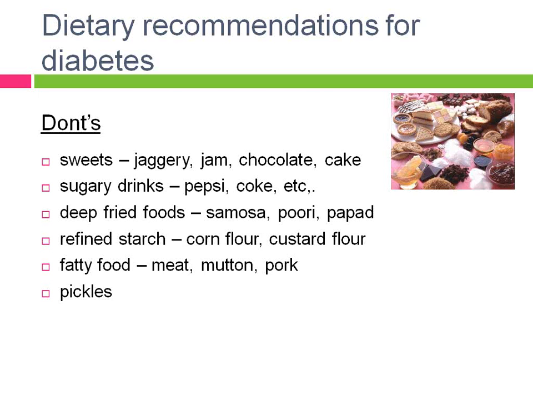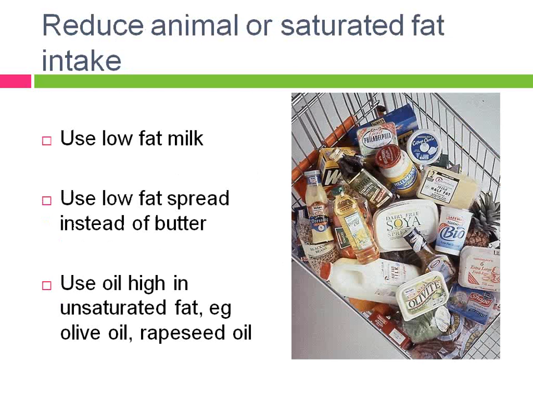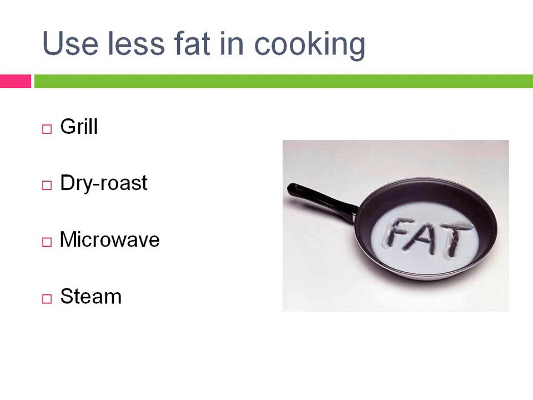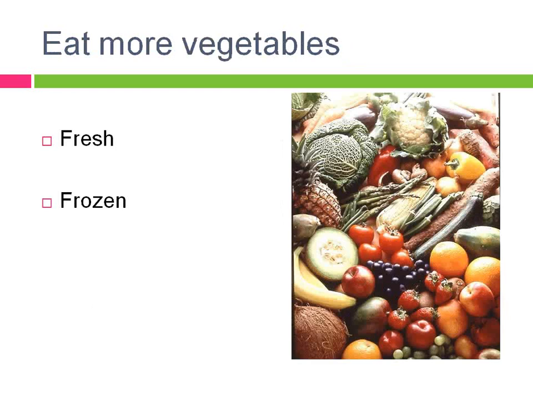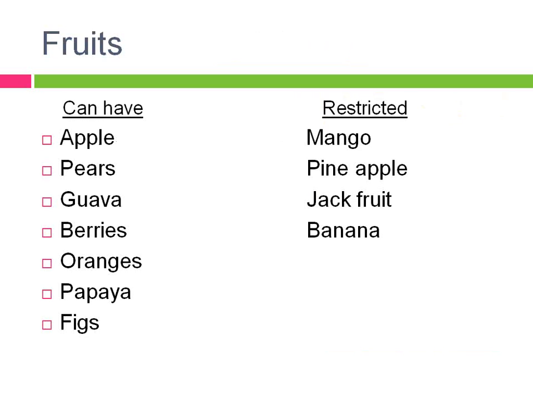Of course, these are well known: avoiding sweet sugars, deep fried foods, fatty foods, pickles, etc. Generally, a tendency to go for a low fat milk, low fat spread, low fat oils, etc. Going for a healthy eating pattern of grilling, dry roasting, microwaving, etc. More vegetables, of course, limitless. Some of the fruits which are very sweet and high in calories, which pushes up your sugar very quickly, are on the right hand side. Some of the fruits which are generally acceptable for people with diabetes, which they can have in moderate amounts, are on the left hand side.